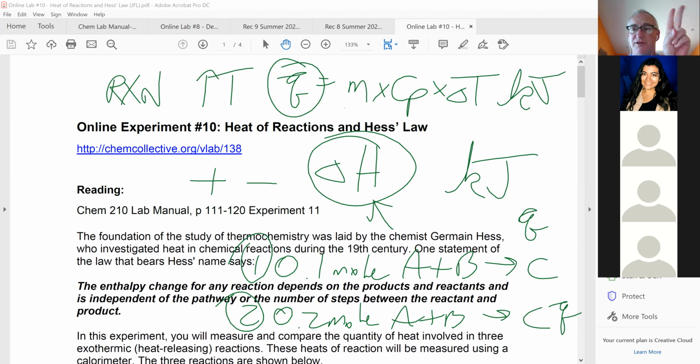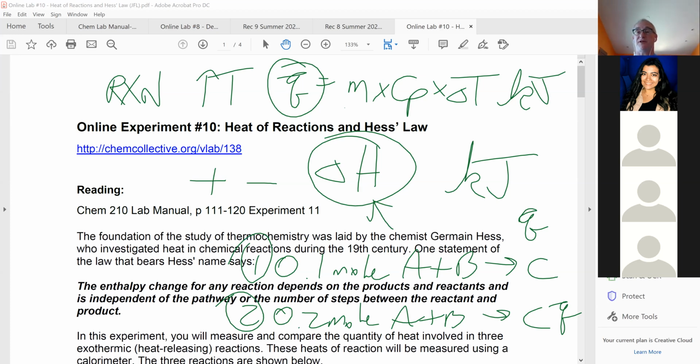Reaction 1 or reaction 2, which one's going to have a larger value for Q? The one with 1/10 of a mole of A plus B, or the one with 2/10 of a mole of A plus B? The second one? Yeah, because it's got more.